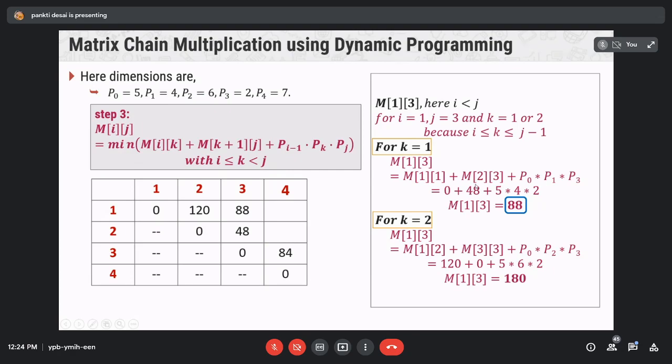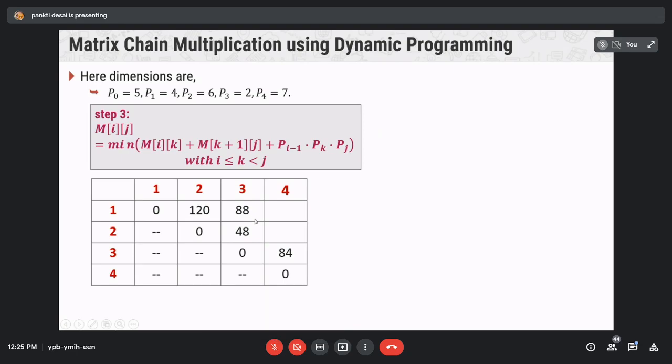Now here, what we do is we perform the multiplication of the first matrix with the third matrix. These are the possible scalar multiplications, and whichever gives you the cheapest cost will be selected for matrix multiplication. So here we select M13 is equal to 88.